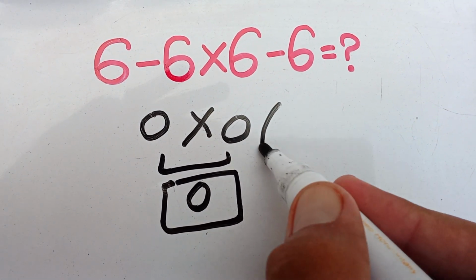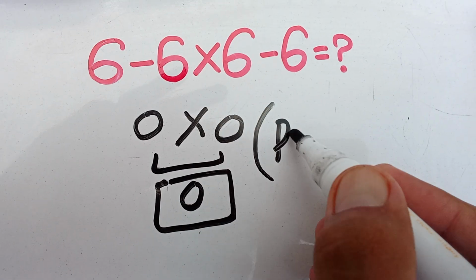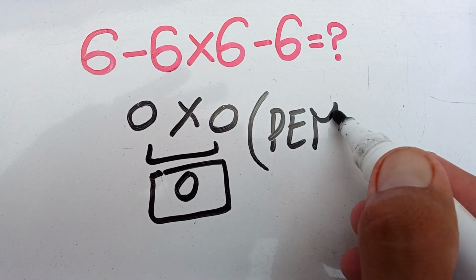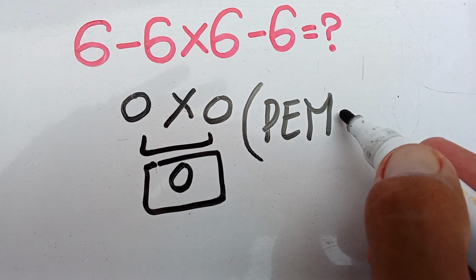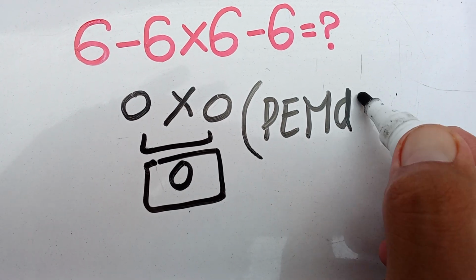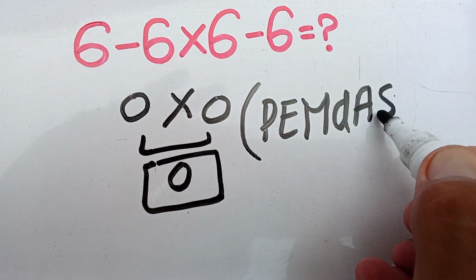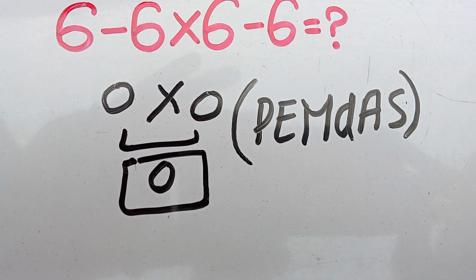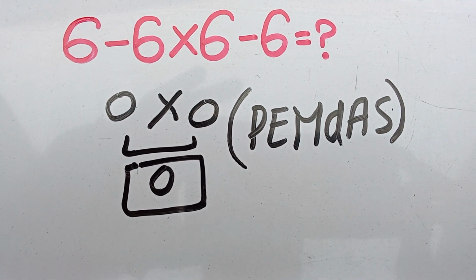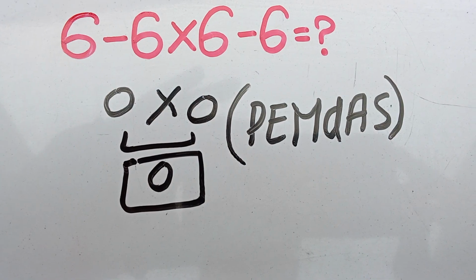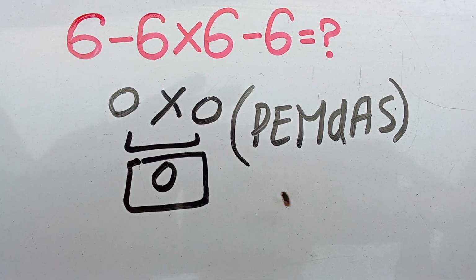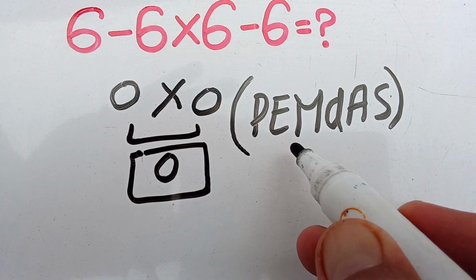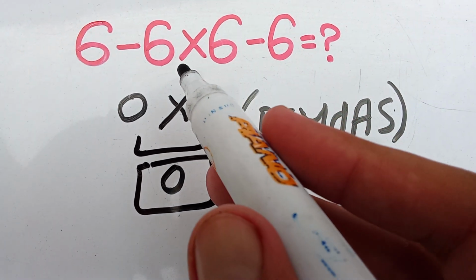So we should all know that according to PEMDAS, P stands for parentheses, E stands for exponent, M stands for multiplication, D for division, A for addition, and S for subtraction. Here, multiplication and division have equal priority, addition and subtraction have equal priority, and we have to go from left to right. Okay, so here first of all we can solve the multiplication.